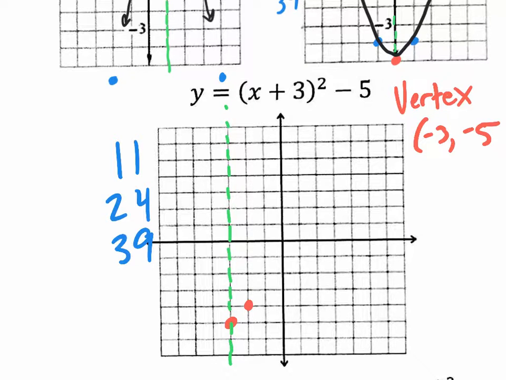No, is that right? No, that's wrong. Wait up, right here. And then I'll go back to the vertex and go 1, 2, 3 over and 9 up. 1, 2, 3, 4, 5, 6, 7, 8, 9. Put a dot right there. And of course, we're going to map them over to the other side. Draw our parabola right through those values. Put some arrows on it. We're good.